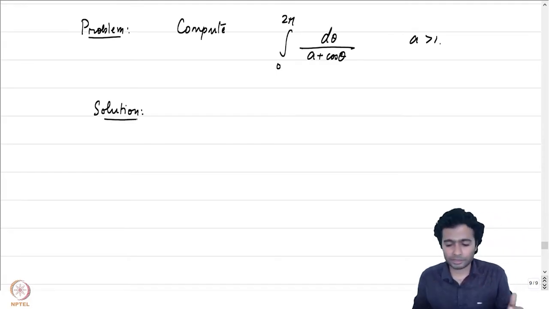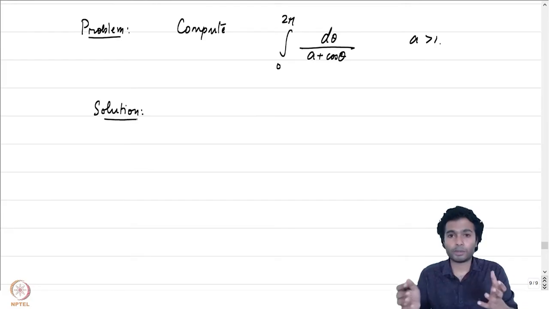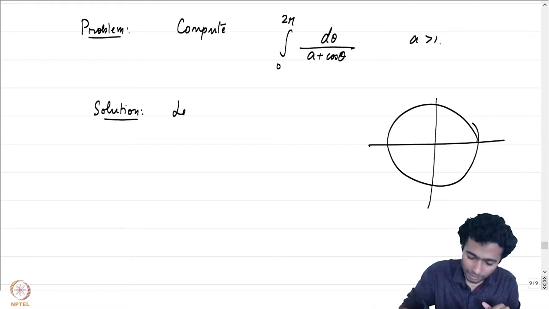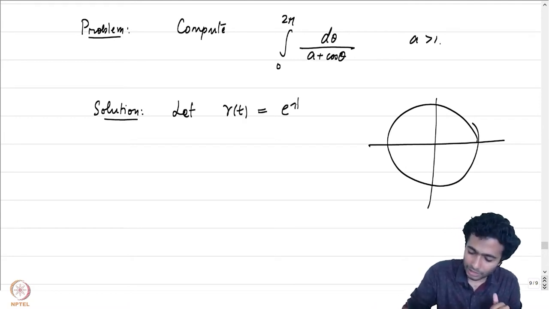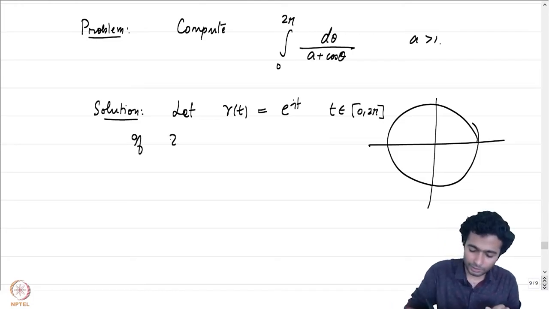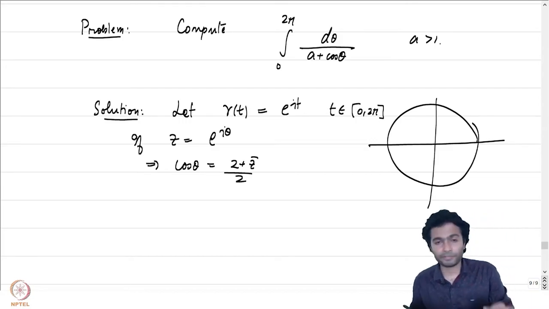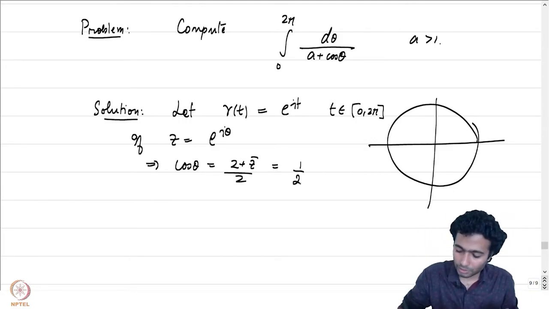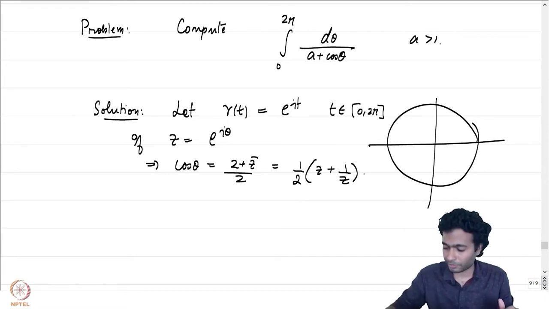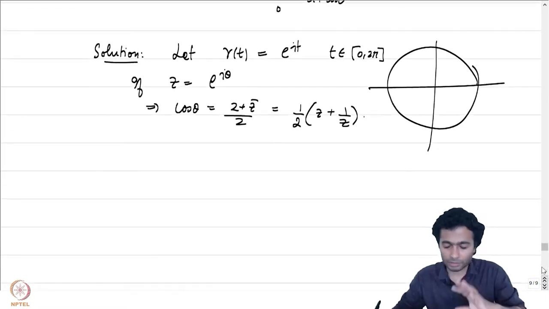However, let us reduce this integral to an integral on the complex plane. To do that, let us look at the unit circle. Let gamma of t be equal to e to the power i t for t in 0 to 2 pi. On the unit circle, if z is equal to e to the power i theta, then cos theta is equal to z plus z bar by 2. But we know that on the unit circle, z bar is equal to 1 by z, so I will just write this as z plus 1 by z.